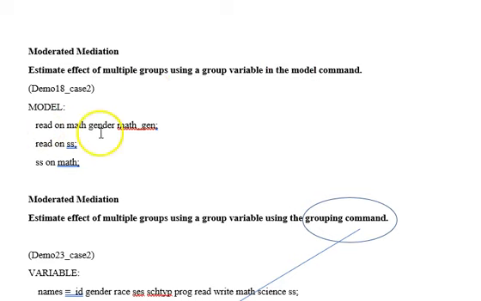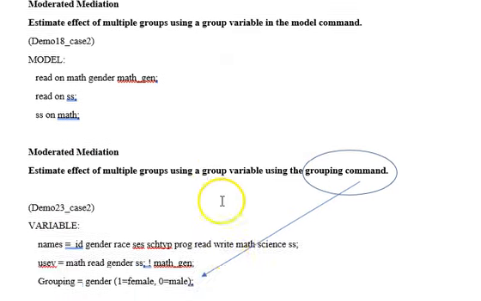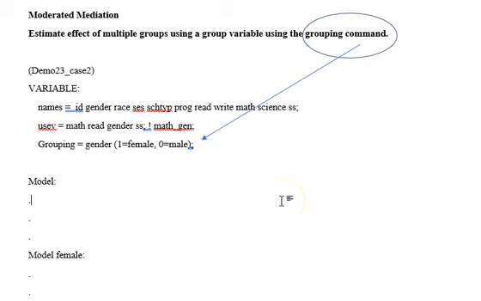And so here is the example. This is demo 18 case 2. We're looking at reading on math, gender, and math-gender, where we made this interaction term. And then we look at reading on social studies and then social studies on math. So we have this model, or we can use the grouping command.